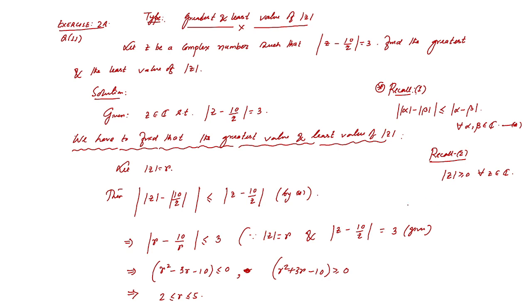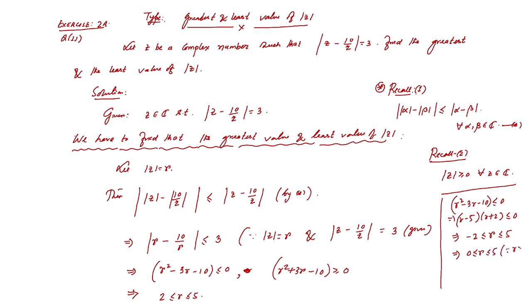Why? Consider the first inequality, r square minus 3r minus 10 less than or equal to 0. You can write it as r minus 5 multiplied by r plus 2 less than or equal to 0. So that means minus 2 is less than or equal to r, less than or equal to 5. That means 0 is less than or equal to r less than or equal to 5, because r is greater than or equal to 0, as r equals the modulus.